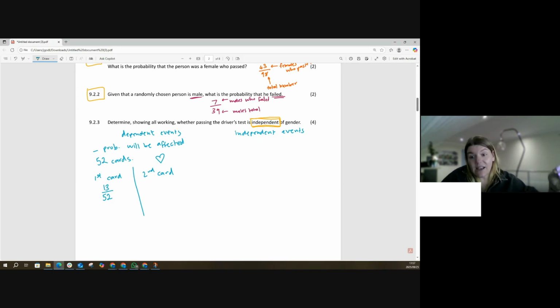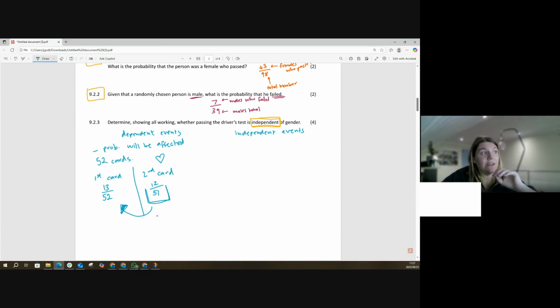Now let's say I drew a heart card. What is my probability of drawing a second heart card? 12/51. So this probability changes dependent on what happened first. They are related to each other. So they have an effect on each other. Independent events have no effect on each other.